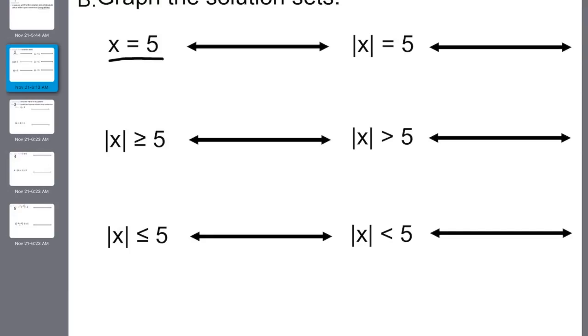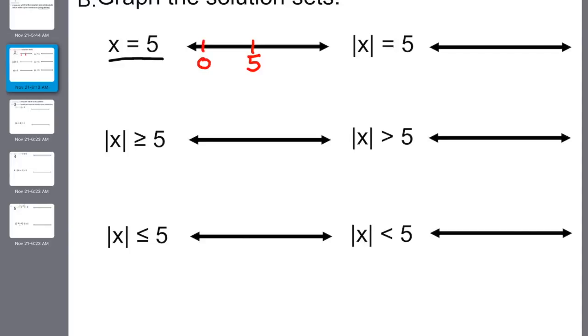Now the first thing we're going to talk about here are different ways to represent solution sets on number lines. I've got a few different ways that you'll see inequalities or equalities written here, and I'm going to talk about what their solution sets would look like when graphed. The first one, under graph the solution sets, is x equals 5. If I wanted to graph that on a number line, and we typically don't graph just single values, but if we were going to, we'd have the number 5 on there.